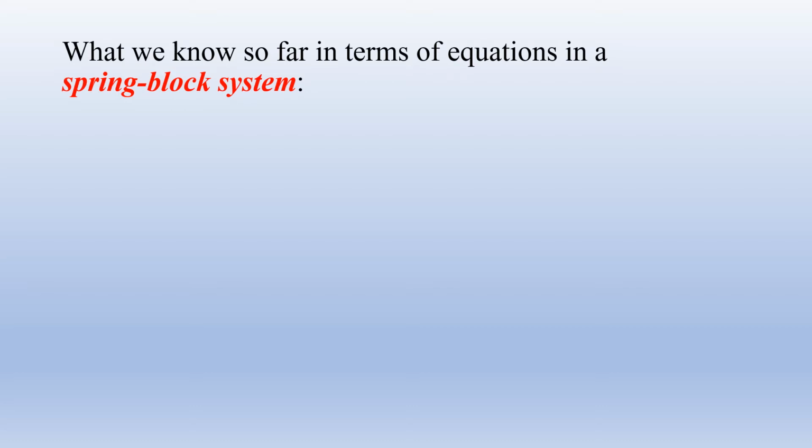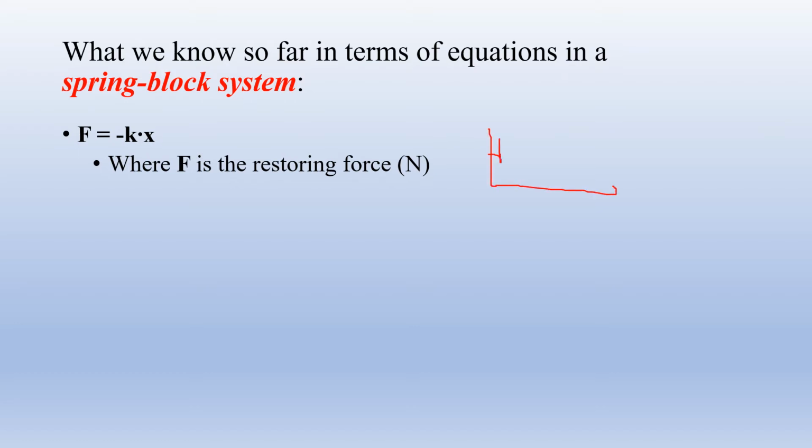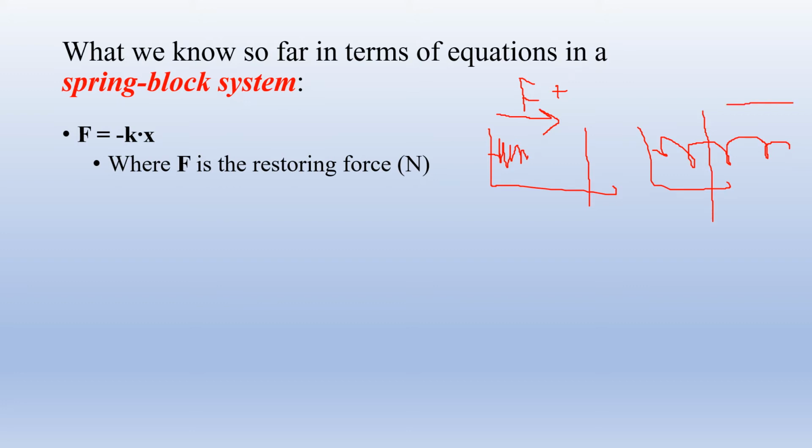So what we know so far from lesson 11.3 is that the force of a spring and a block is negative k times x. The force is the restoring force in newtons, and if my spring is completely compressed, and here's my equilibrium, then my restoring force is that way. The restoring force is in love with equilibrium. So if I'm compressed, the restoring force is to the right, meaning the restoring force is going to be positive. If, however, the spring is stretched, and here's my equilibrium, the force wants to go back to equilibrium. In this case, it's pointing to the left, so the restoring force is going to be negative.